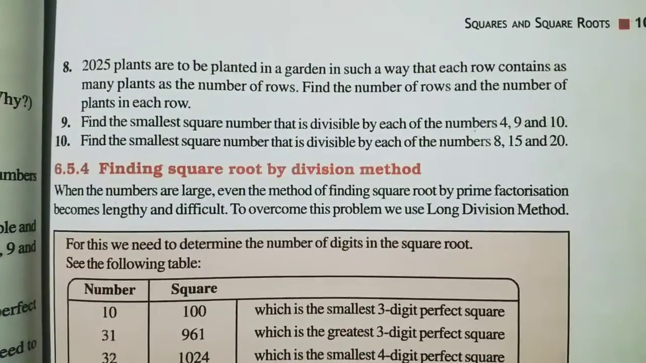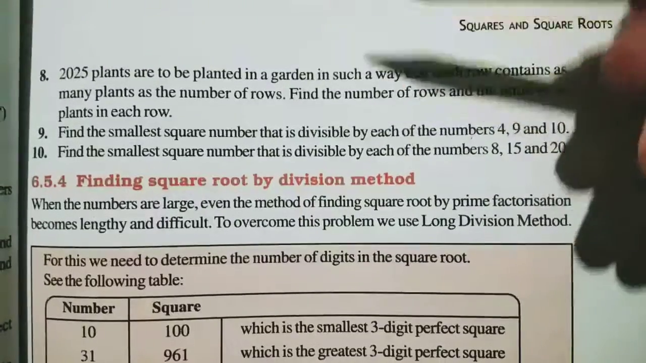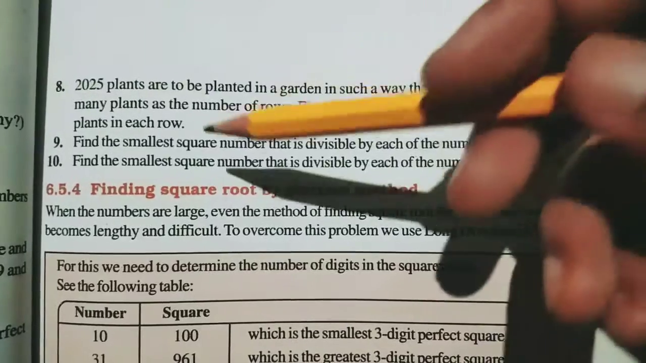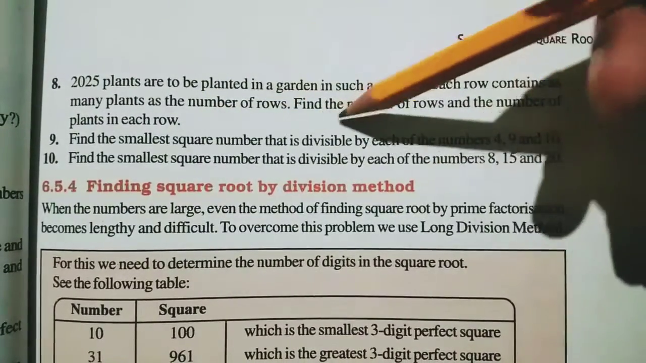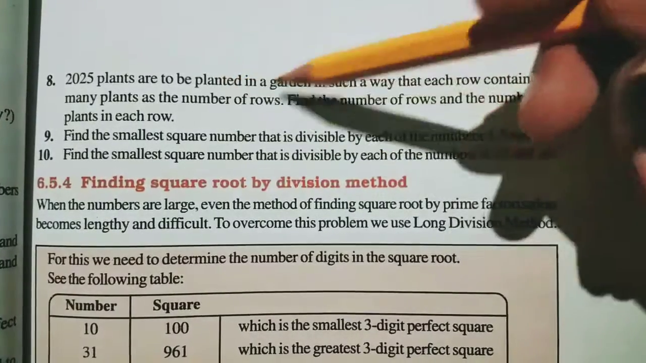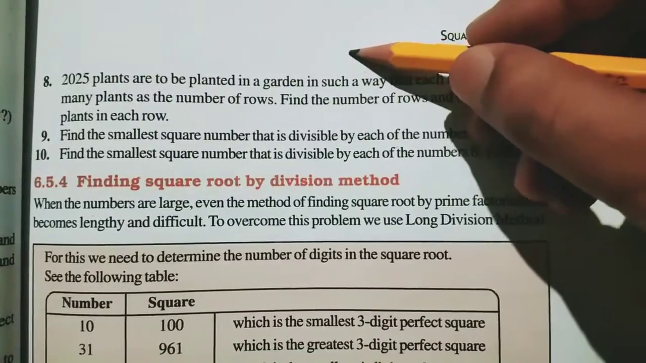Students, the next question is question number 8. 2025 plants are to be planted in a garden in such a way that each row contains as many plants as the number of rows. Find the number of rows and the number of plants in each row. That means you have to find the number of plants in a row.